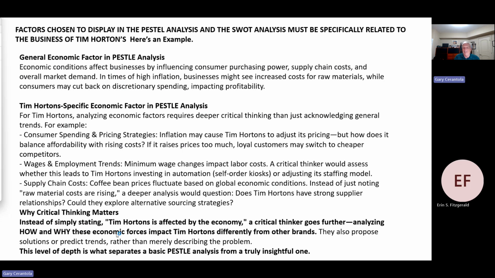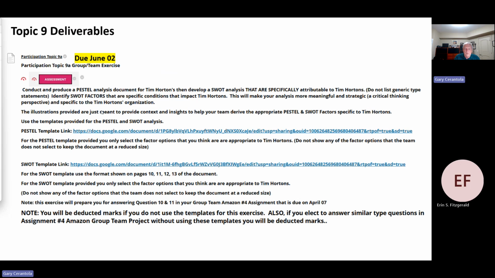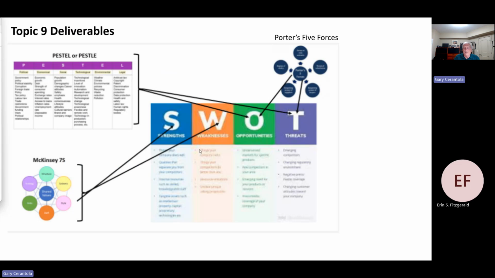And then, why critical thinking matters. Instead of simply stating Tim Hortons is affected by the economy, a critical thinker goes further, analyzing how and why these economic forces impact Tim Hortons differently. So have a read of this before you do that piece. Again, the PESTLE template, you click on that link and you'll go right to the template. For the SWOT template, you click on that link and you'll go through. And here's what it looks like. All right, and here's how it connects.